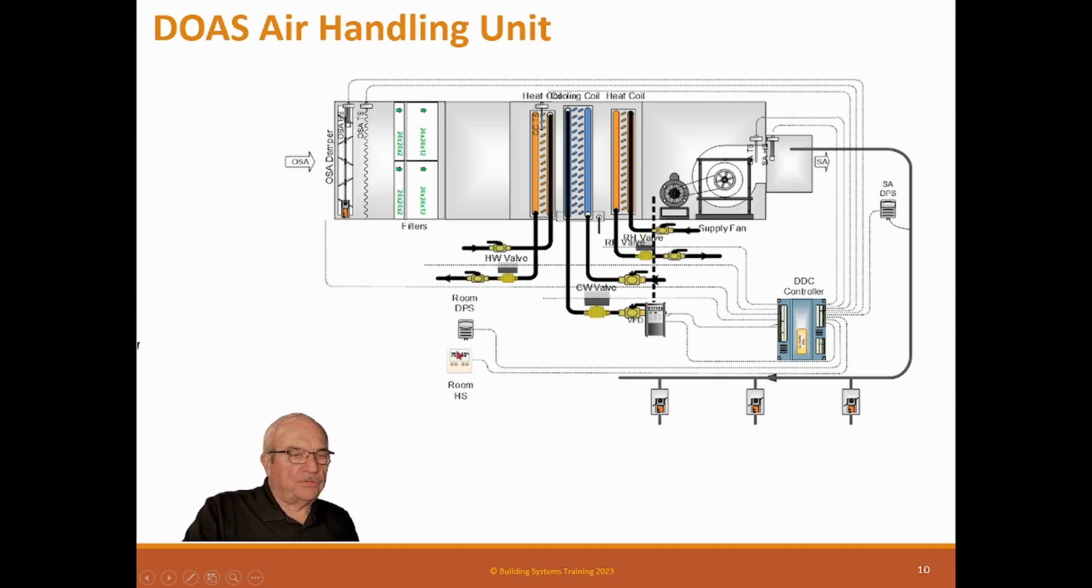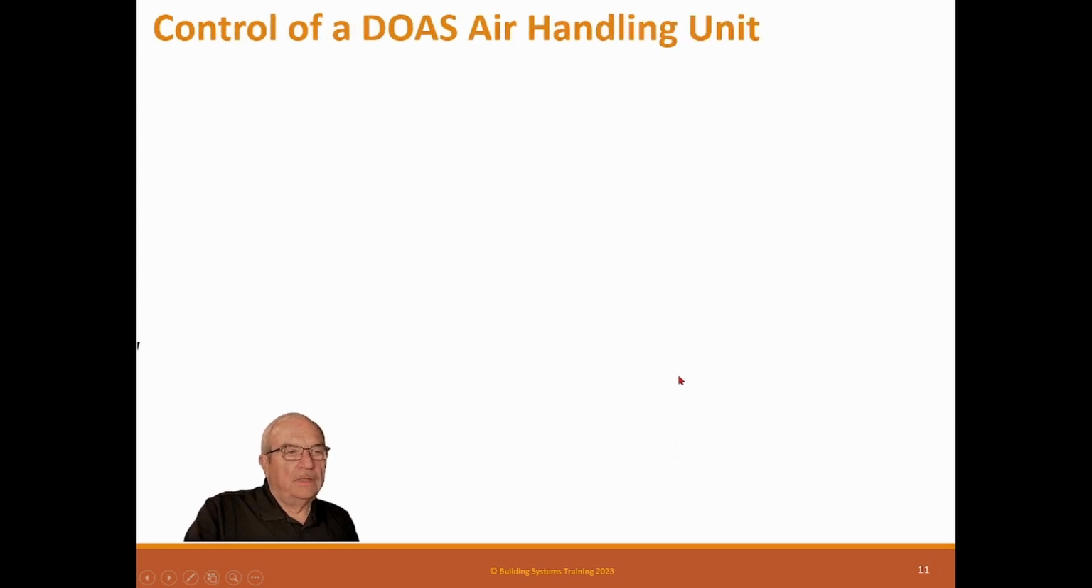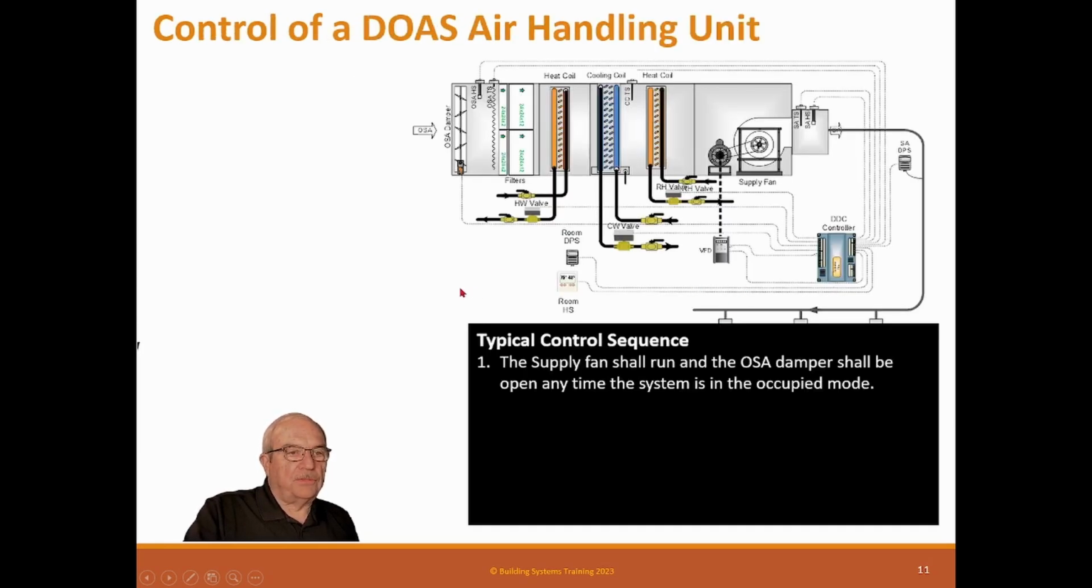We have a room pressure sensor and room humidity sensor. We have a supply temperature and humidity. We have return temperature and humidity. And we have a preheat coil temperature set point. And of course, we have valves, control valves. Controls of these units. Okay, typical control sequence.